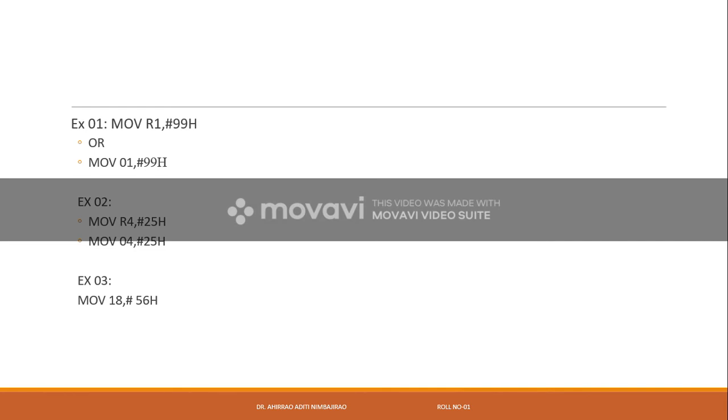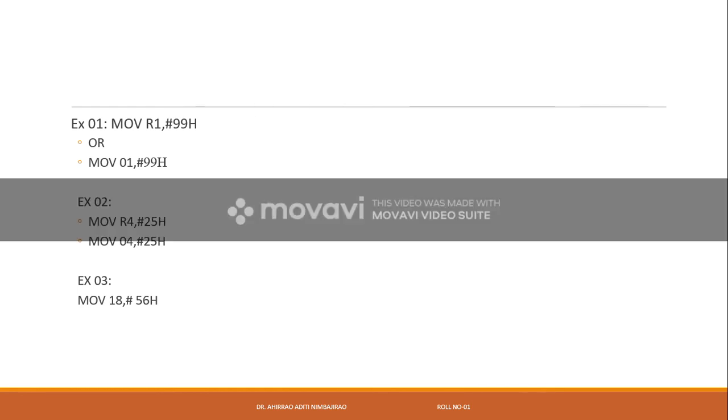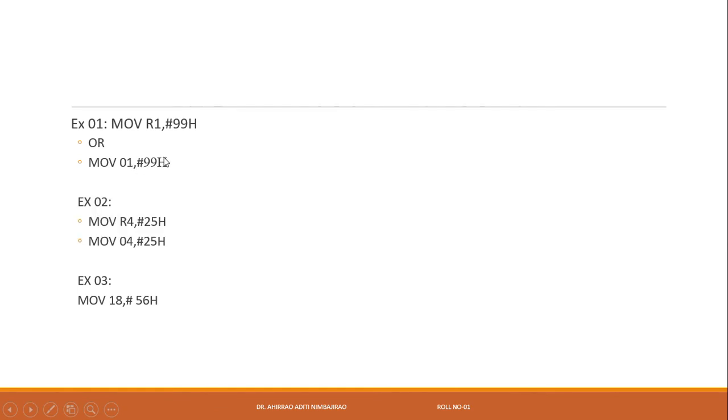Now how can we store information? Some examples are given here. The first example is MOV R1, #99H. What does this indicate? By default, as I explained, the 8051 has register bank 0 set. So it will select memory location 01, and at this memory location the value 99 is stored. This is 8-bit information. If we see the second instruction, MOV R4, #25H.